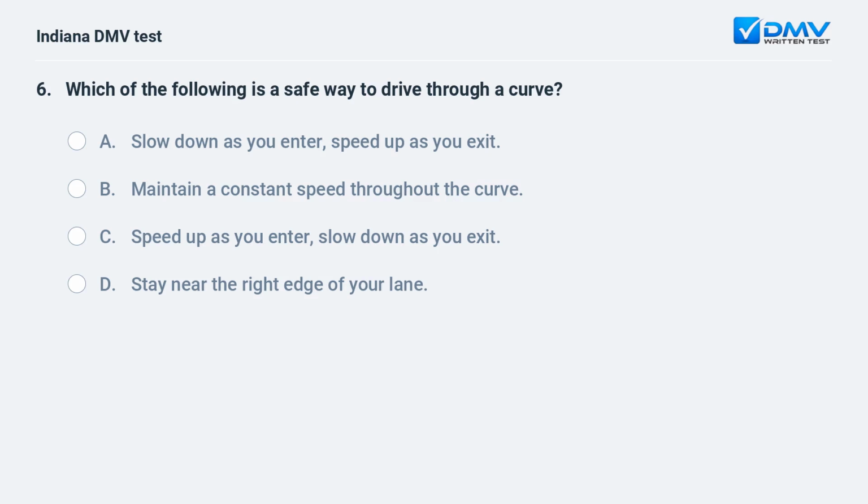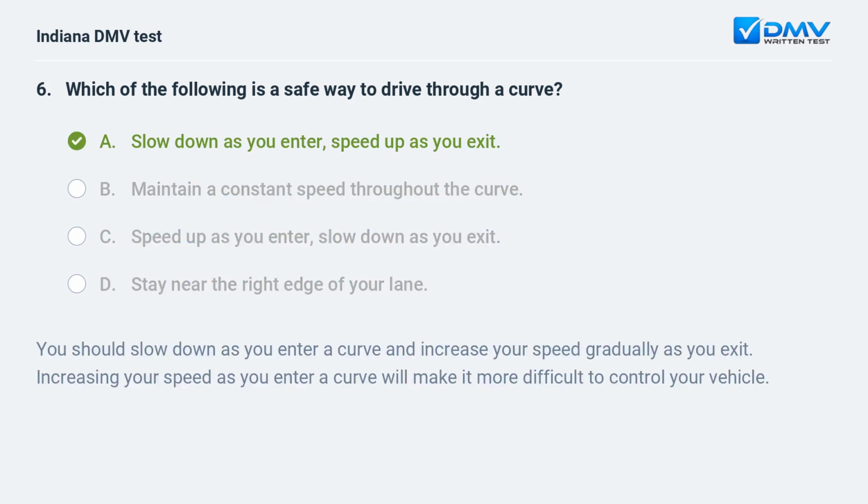Which of the following is a safe way to drive through a curve? A. Slow down as you enter, speed up as you exit. B. Maintain a constant speed throughout the curve. C. Speed up as you enter, slow down as you exit. D. Stay near the right edge of your lane.